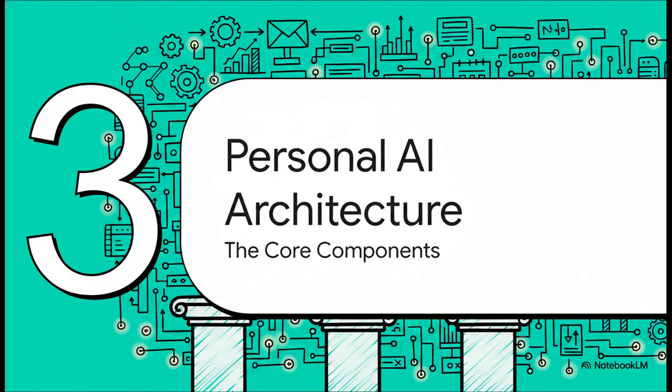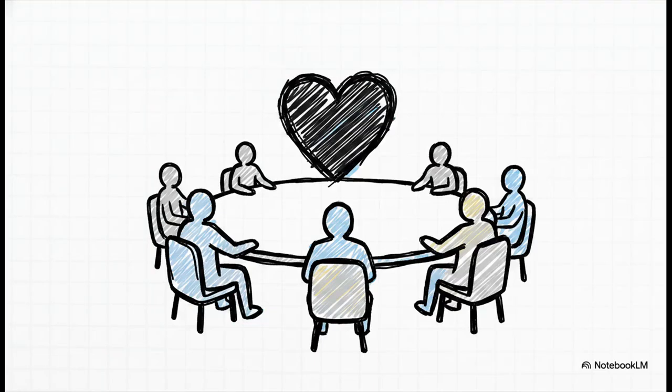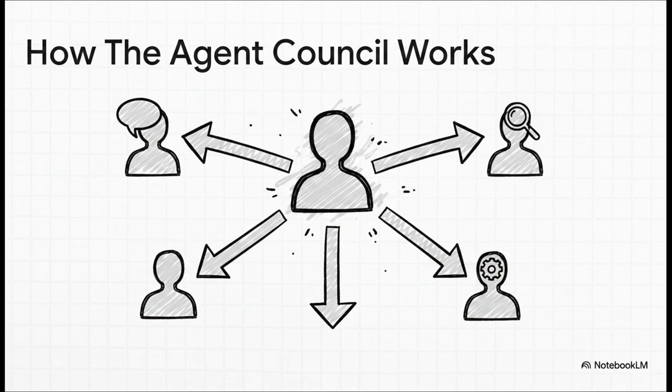Okay, so what does this advanced system actually look like under the hood? It all really comes down to 3 key architectural pillars, which we are going to break down right now. So, the first pillar is really the heart of the whole operation, the Agent Council. This is where that idea of an AI team really truly comes to life. Now, this council isn't just one AI pretending to be a bunch of different people. No, it's a team of distinct agents, and each one has its own specialty.